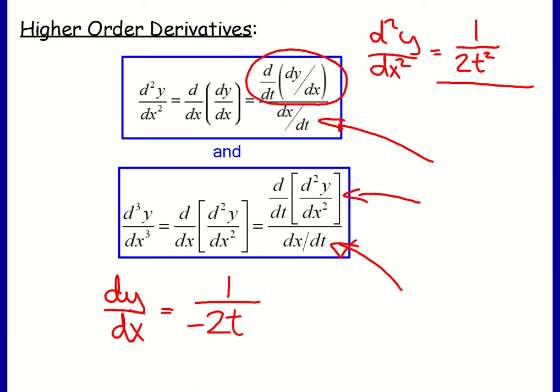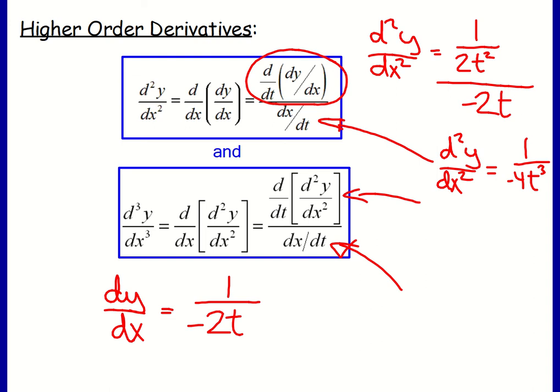Well, what was dx dt? I already found dx dt from the first problem, that dx dt was negative 2t. So now d squared y over dx squared, which is the second derivative, is going to equal, if I simplify this, 1 divided by negative 4t cubed. Hope that kind of makes sense. So now you understand parametric equations and how to take derivatives and second derivatives parametrically.